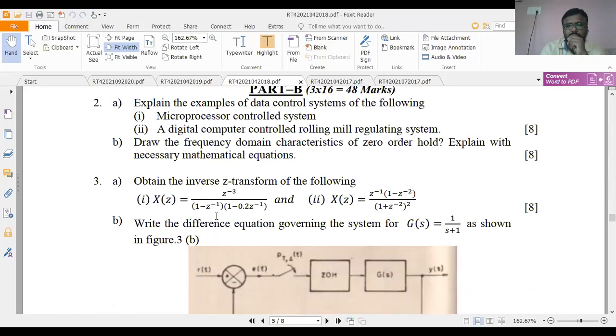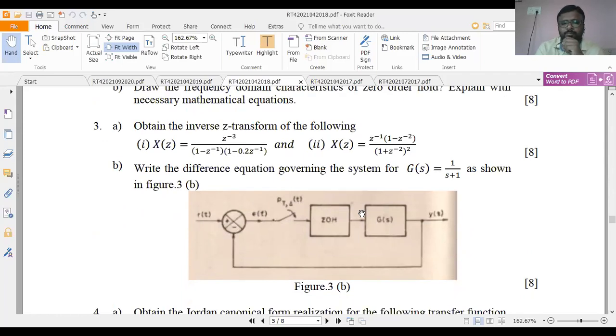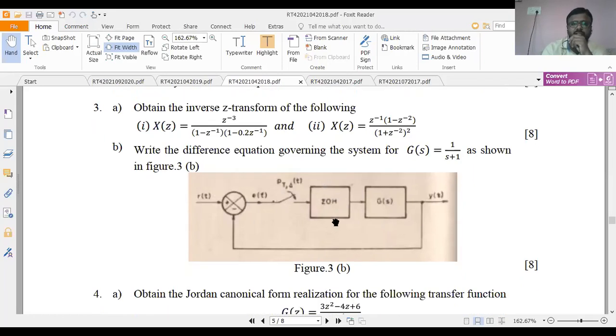Coming for the essay questions, obtain the inverse Z transform for the function X(z). You can use any kind of method for determination of these kinds of problems. And he has asked, write the difference equation governing the system G(s) = 1 by s plus 1 as shown in the figure. So not only do we have to determine the pulse transfer function, after that we have to determine the difference equation. So this is the circuit representing that. It is a closed loop system in which the G(s) is in the cascaded position to the zero order hold circuit. Okay.